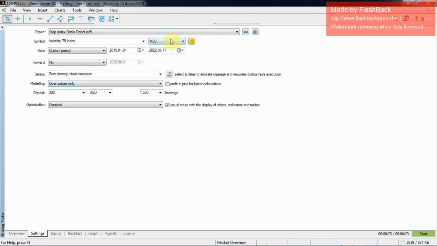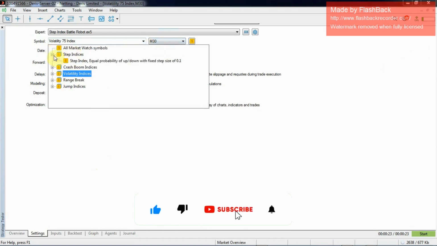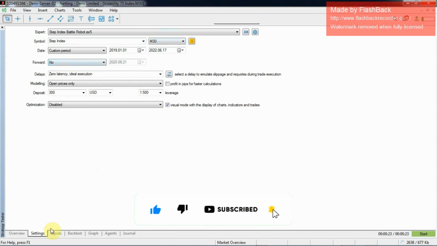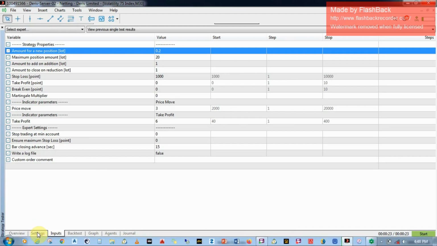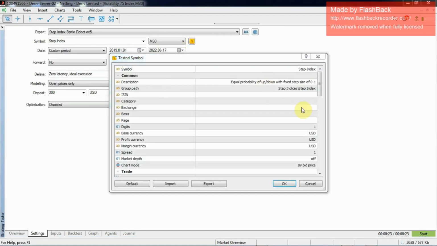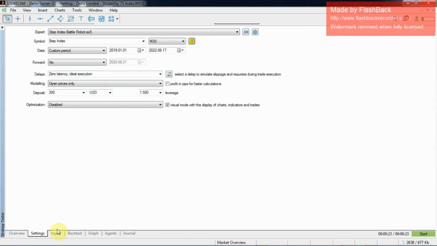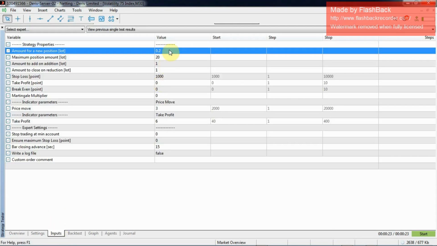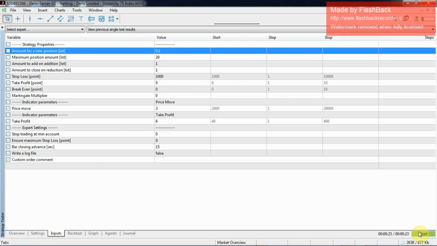So now let's go to Step Index Battle Robots. This guy trades the 30 minutes chart. Let's review this one. The first bot gave us $18, the other one gave us 55. So now let's see step index on the smallest lot size. The smallest lot size is 0.1. This guy is the most risky robot of them. It's got a high risk.